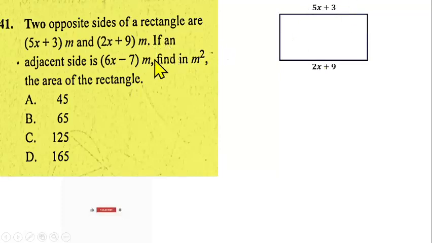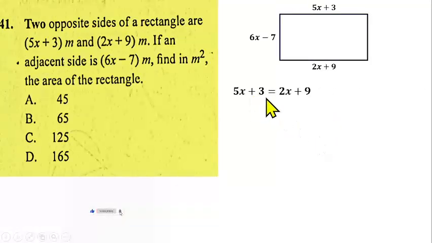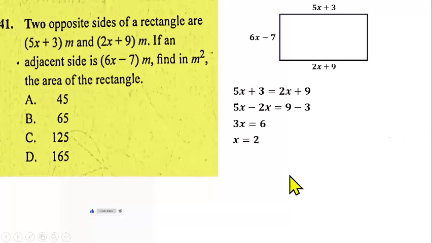And we are told that if an adjacent side, that means this side will be 6x minus 7. Since we know that this side and this side are meant to be equal, we can use that to find the value of our x. So that means we have 5x plus 3 equals 2x plus 9. Collect like terms: 5x minus 2x equals 9 minus 3. 3x is equal to 6. Divide both sides by 3, x will be 2.